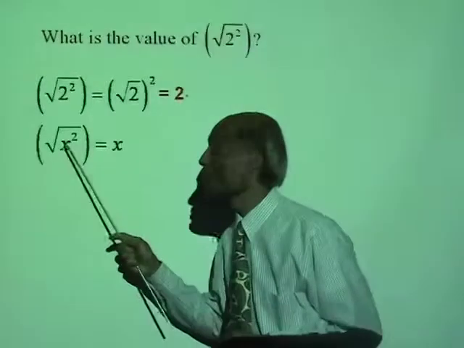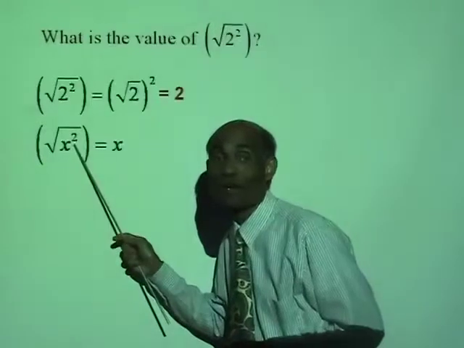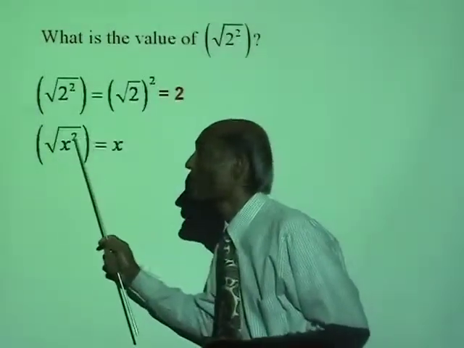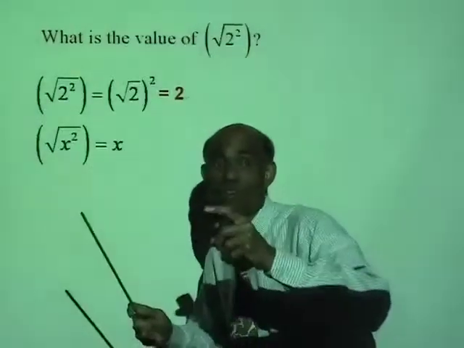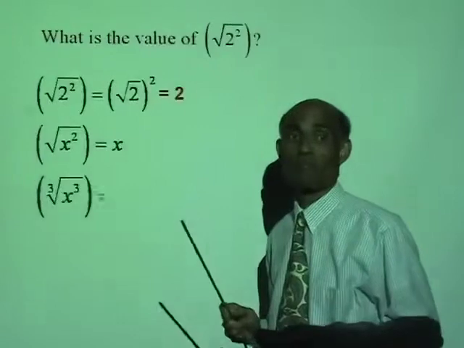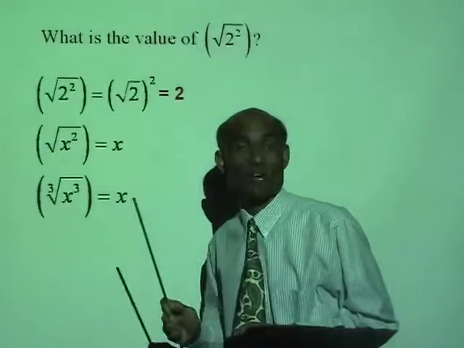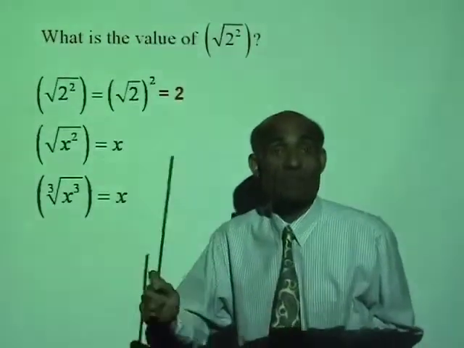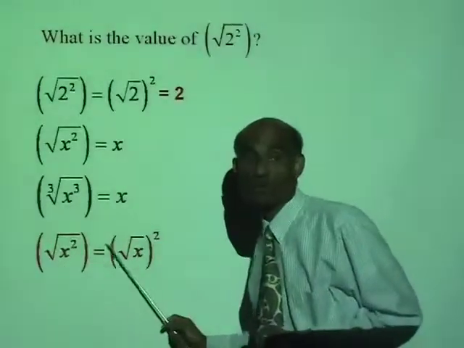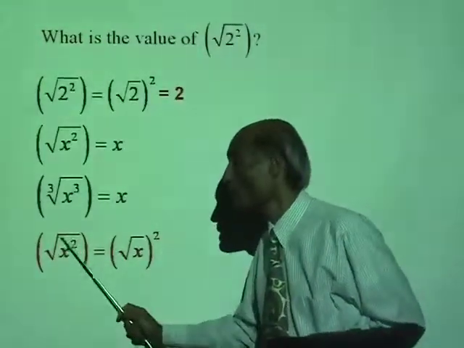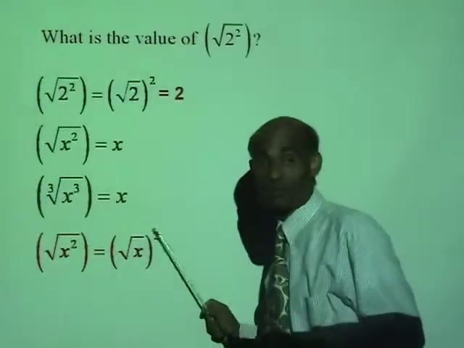What is this? Square root of x squared. Take the square root of a square. The square root and the square will cancel each other. You get x. Cube root of x cube equal to x. Fourth root of x to the power of 4 equal to x. Alright, so this result is very important. Square root of x squared is the same as square root x raised to the power of 2.